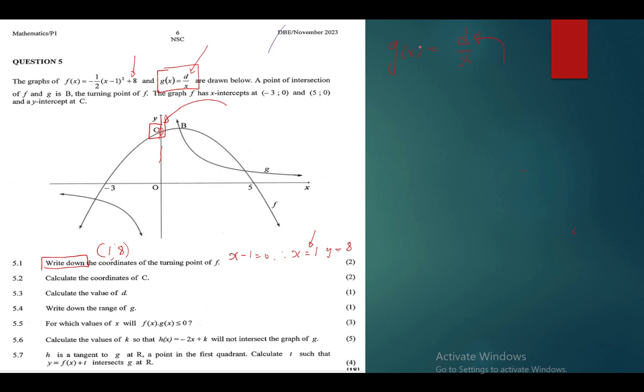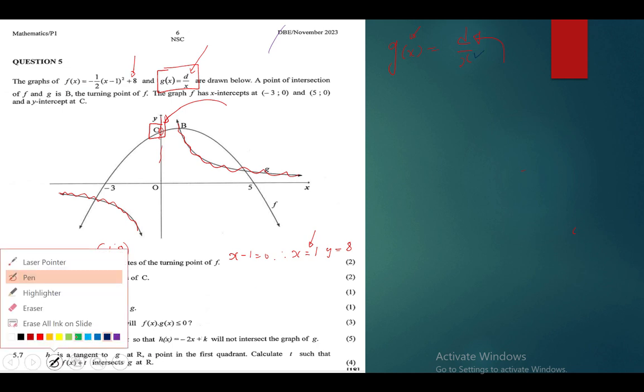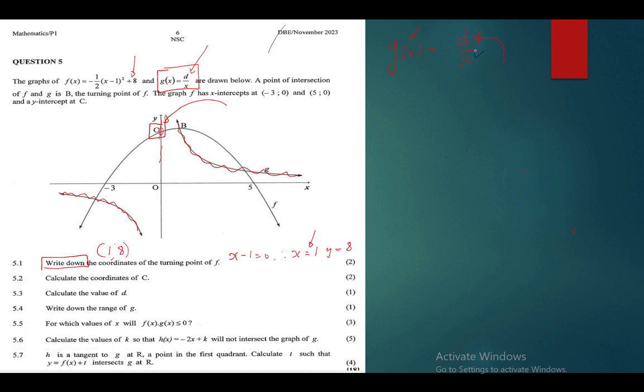What you can do, remember g is the hyperbola function, is this function here. It's your g. Even this one is still your function g. So what you do, you can substitute. You can substitute your x and this y with any point on your graph of g. Remember, we have the coordinates of b. We said the coordinates of b is 1 and 8.